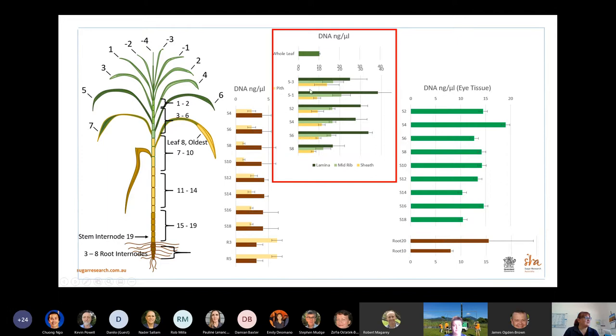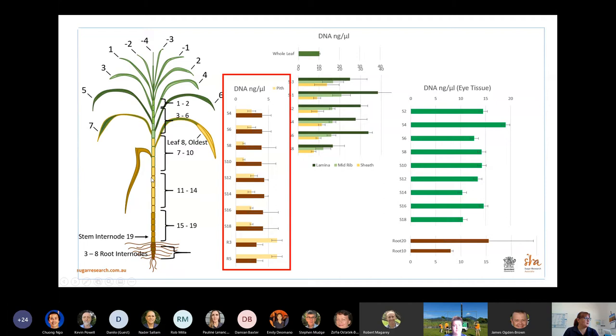When we look at the stalk going from the top to the bottom, the first thing you need to notice is this scale here. This is only 5 nanograms per microliter. So the yield is a lot lower. This is not unexpected because a lot of the stalk is obviously made up of vacuoles, and not made up of very much tissue. So this isn't unexpected to see.